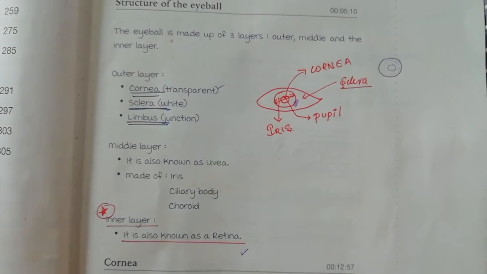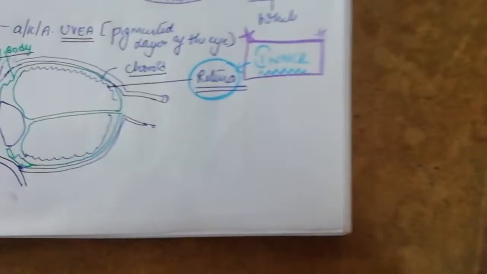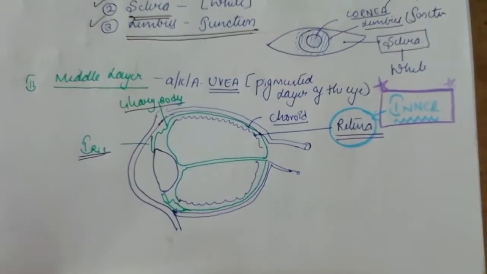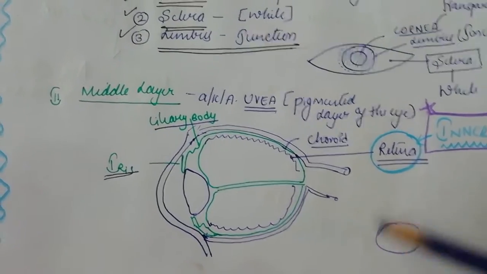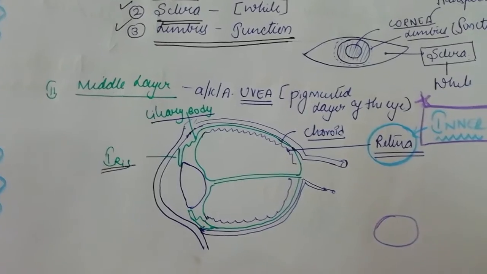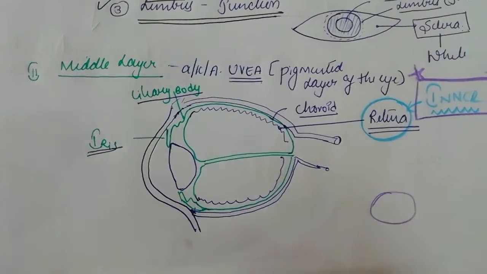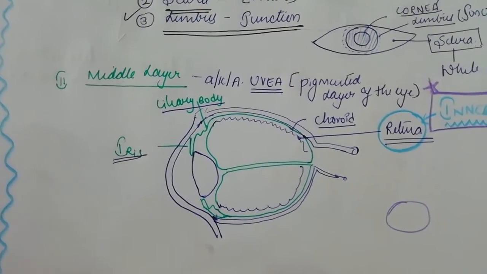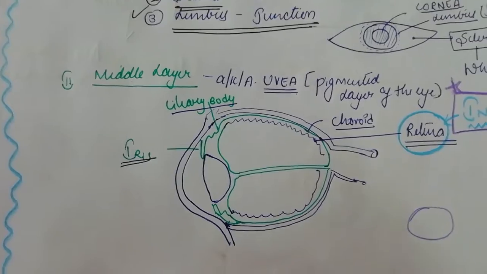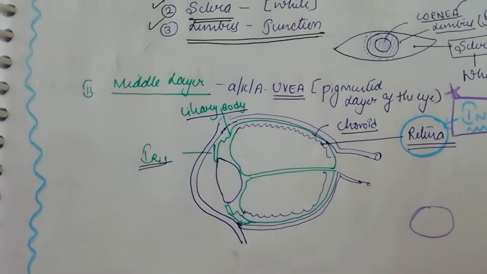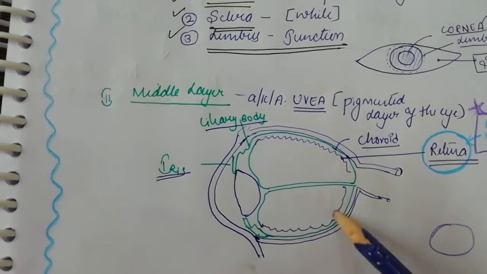Now let us understand the middle layer. So the middle layer is also known as uvea. Suppose, for example, if it is an eyeball and I've taken a section here, I've sliced the eyeball, and you can see this is a cornea, right? And you can look into this sclera, you can see the junction, that is the first layer. But we're going to speak about the second layer, and this second layer we call uvea.